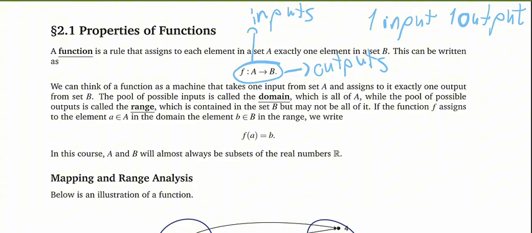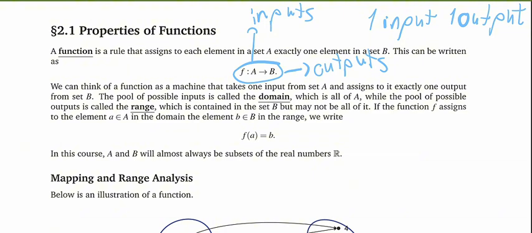The pool of possible inputs is called the domain. That's going to be the A. The domain is basically what I am plugging into the function to test its outputs. So anything that's plug-inable, so to speak, into the function is going to be the domain. And the pool of possible outputs is called the range, which is contained in the set B but may not be all of it.